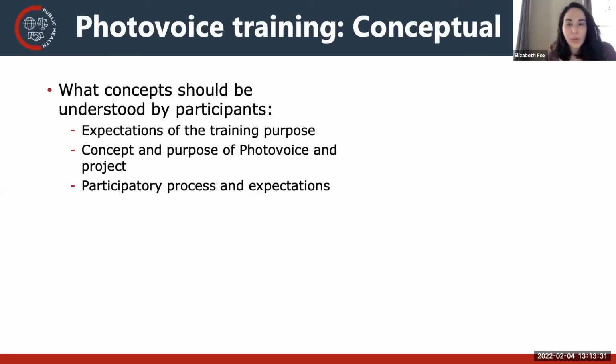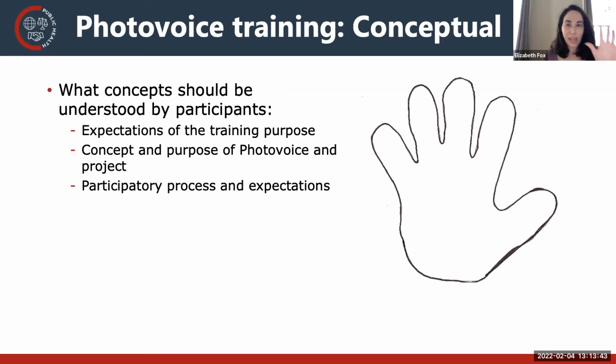So the conceptual training is intended to introduce the project to participants. What is Photovoice? Why are you doing this? And so participants know why they're there. In Haiti, we used a hand model to highlight the things that a mother might consider, because we were looking at breastfeeding, it didn't necessarily need to be a literal photo of breastfeeding. And so we wanted mothers to understand it could be a lot of different things, and Katie will talk a little bit about symbolism.